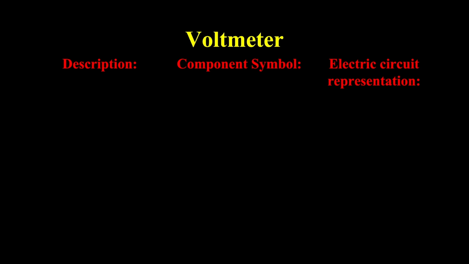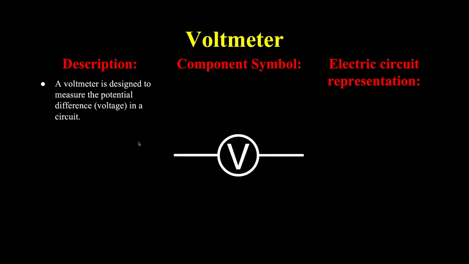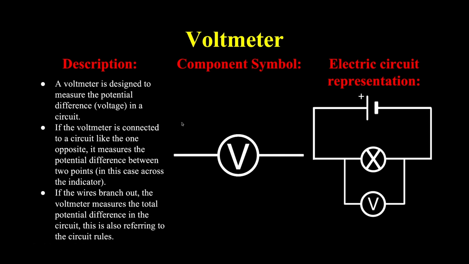Now let's look at voltmeters. Here is the component symbol for a voltmeter. A voltmeter is designed to measure the potential difference, which is also known as voltage, in a circuit. If the voltmeter is connected to a circuit like the one opposite, it measures the potential difference between 2 points, in this case across the indicator.